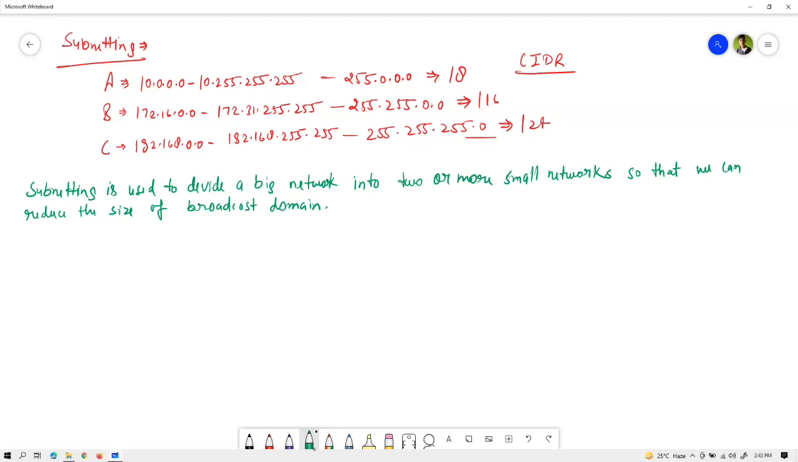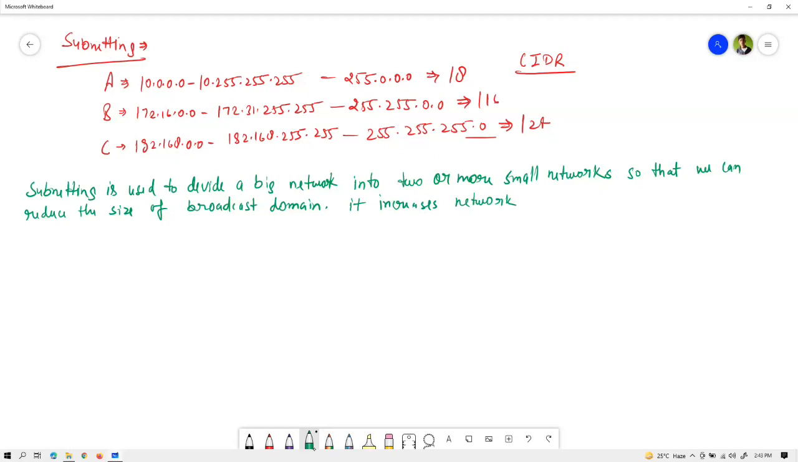You can use different network addresses in different segments of your network. You don't need to use the same network addresses. Okay. Other than this, it increases network security.